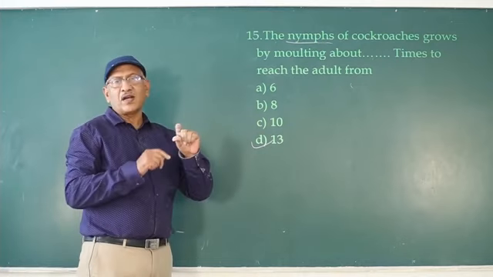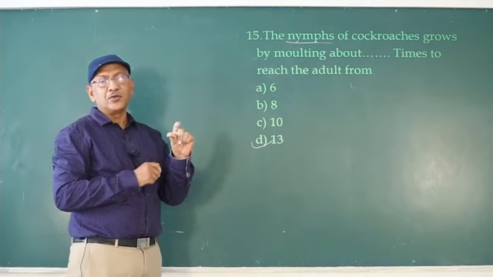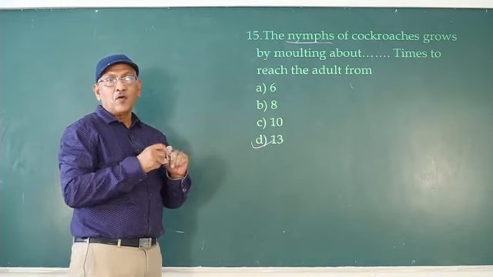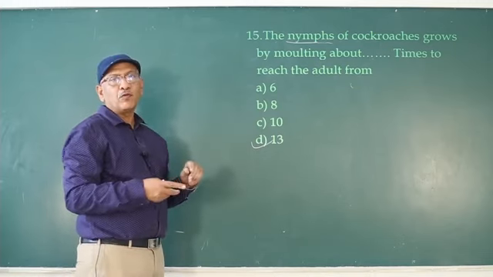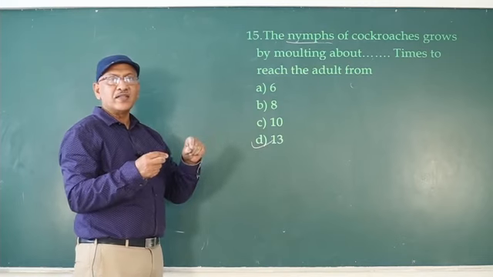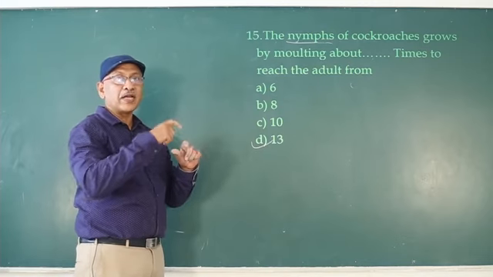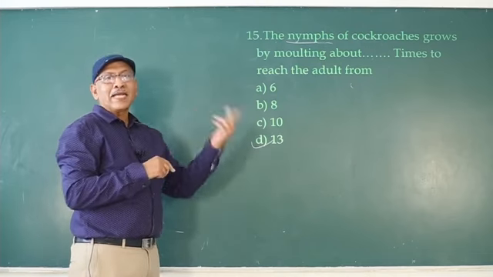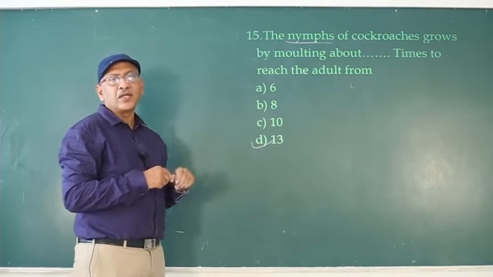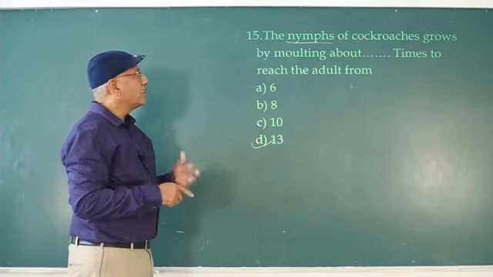So the body is covered by chitinous exocuticle. It restricts the growth. To increase the size, it undergoes molting. After one molting, the body size increases. Again cuticle is formed, and again cuticle restricts the growth. That's why again it casts off or sheds off its cuticle. So that is known as molting.